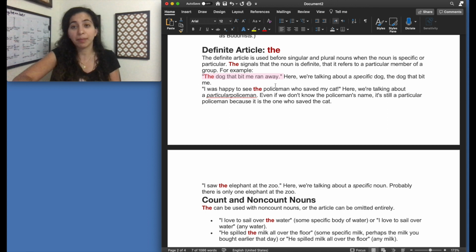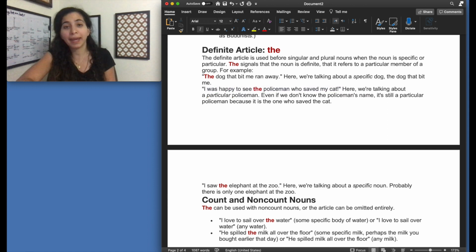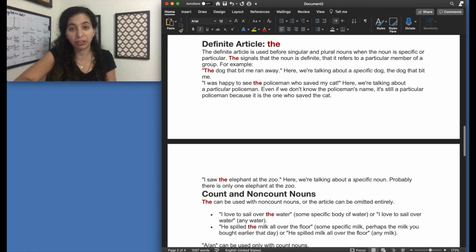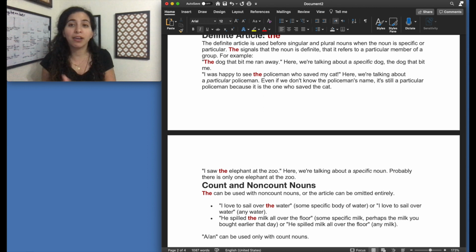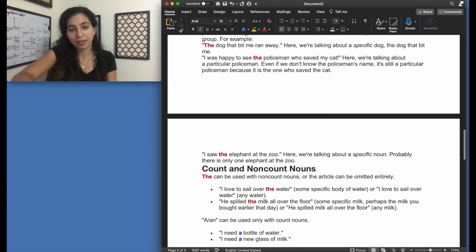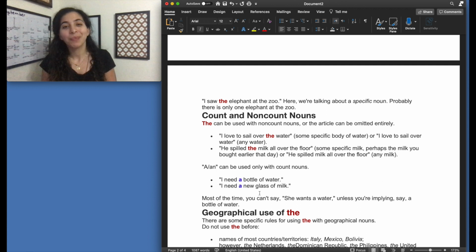I was happy to see the policeman who saved my cat. We know exactly which policeman we are talking about. It is very particular. We might not know his name, as in this case, we don't know who the policeman is, but we know who we are talking about or what we are talking about. So, I saw the elephant at the zoo. Here we're talking about a specific noun. And probably there's only one elephant at the zoo, and that's why we use the. Okay?